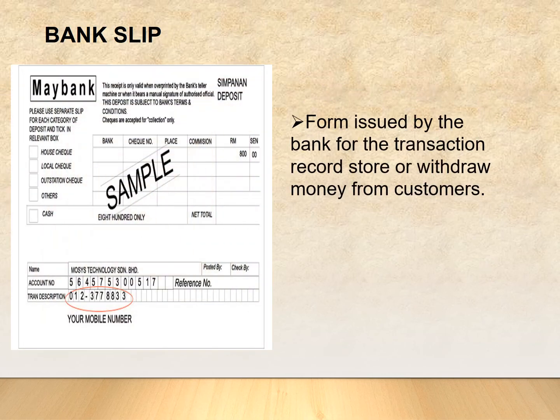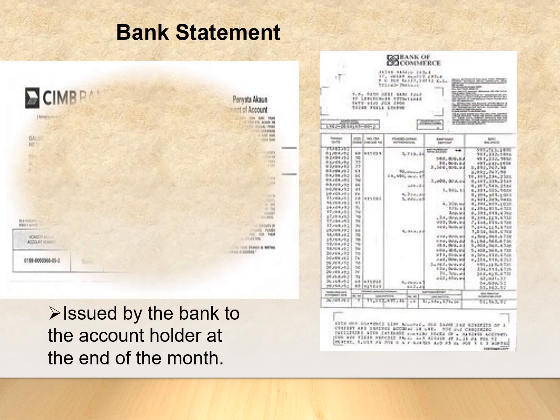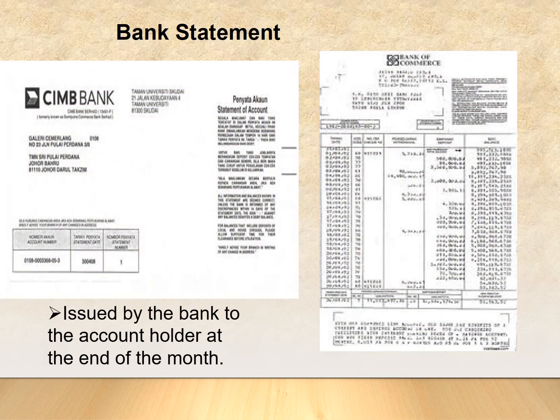What is a bank slip? It is a form issued by the bank for the transaction record to store or withdraw money from customers. Bank statement. Issued by the bank to the account holder at the end of the month. It is an official summary of financial transactions occurring within a given period for each bank account held by a person or business with a financial institution.